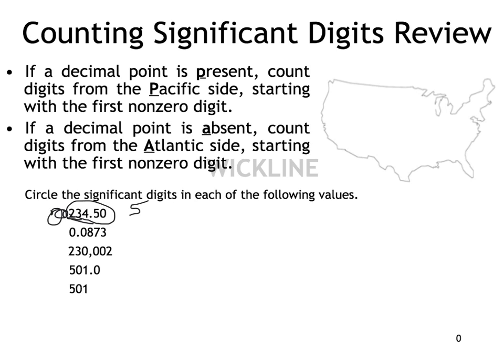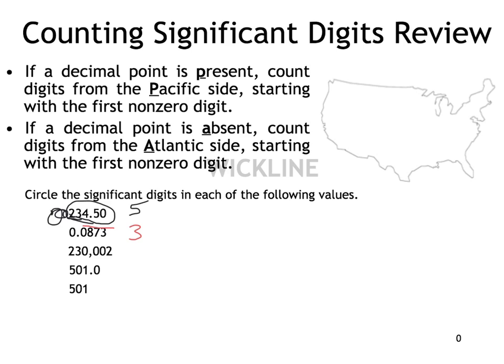For the one below that, a decimal point is present, so you start counting from the Pacific side of the number, and you skip the zeros and you go to the 8. So the digits that I see that count are the 8, the 7, and the 3, or 3 digits.